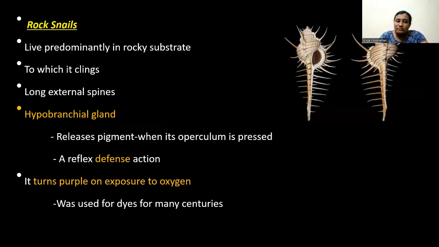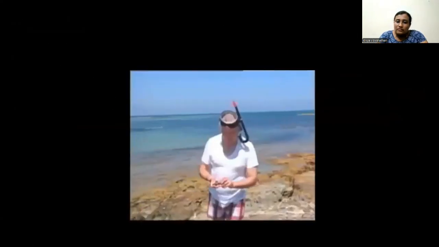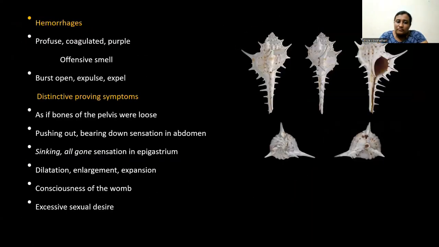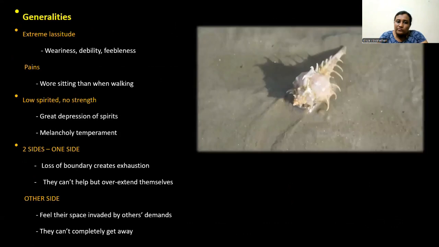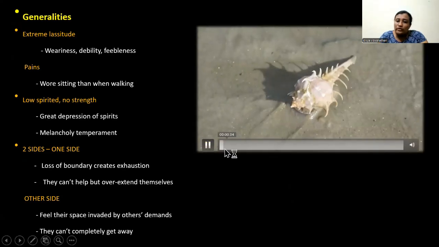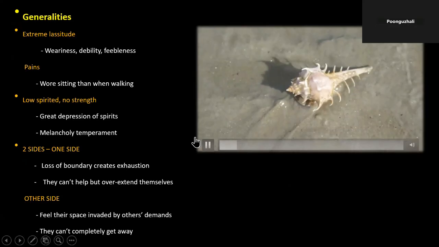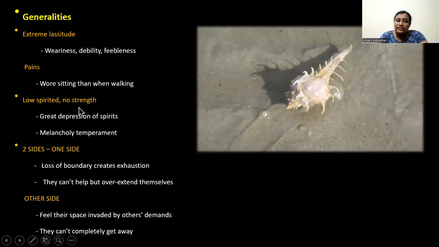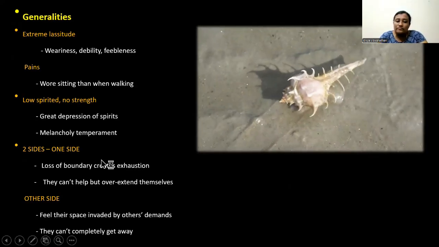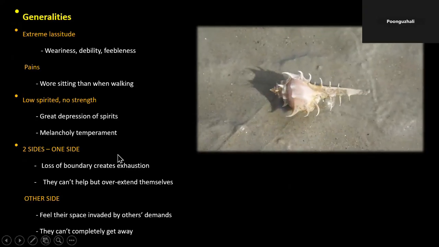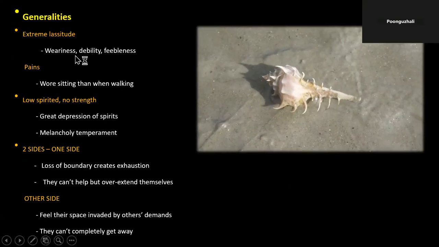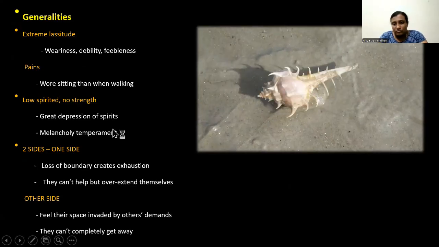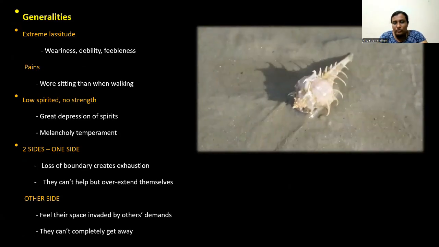Next is the Murex. See, it has to carry its shell. It is a slow moving animal. So that's why we see low spirited, no strength, melancholy, extreme lassitude, weariness, debility, feebleness. All this will be there in addition to the physical symptoms of Murex.